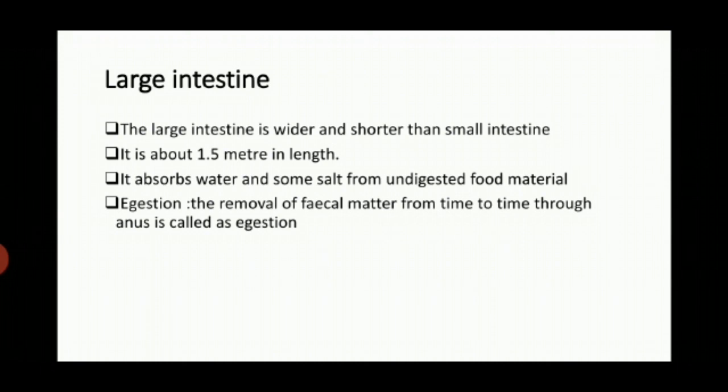So out of this undigested mass that is given from the small intestine to the large intestine, the large intestine will function to absorb back the water and important salts, and the remaining lump, a semi-solid mass we can say, is called feces. This feces will go into the rectum, and from the rectum it will enter the anus, and the opening of the anus will remove this undigested material, and it is called egestion. So what is egestion? The definition is: the removal of fecal matter from time to time through the anus is called egestion.